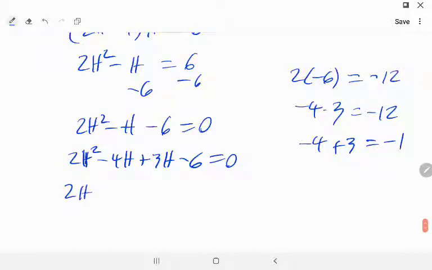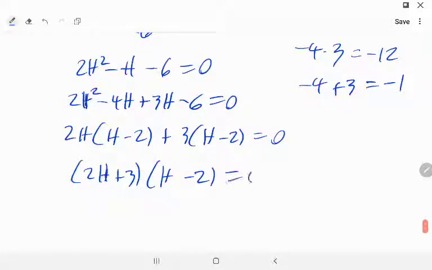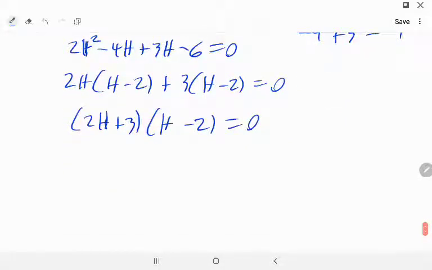Factor out a 2h. Factor out a 3. That leaves us with a common linear factor of h minus 2. And so we get the quantity 2h plus 3 times the quantity h minus 2 equals 0. And so we find out that 2h plus 3 equals 0 or h minus 2 equals 0.